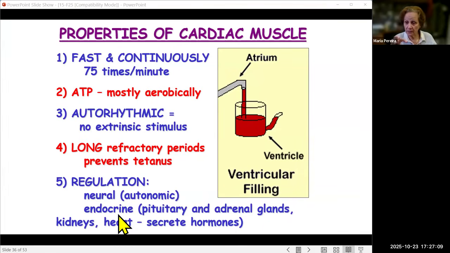So it's autorhythmic, so it's pumping by itself. It doesn't need to be stimulated by neurons, but it is regulated by neurons and by glands. Okay, so I think that's it.